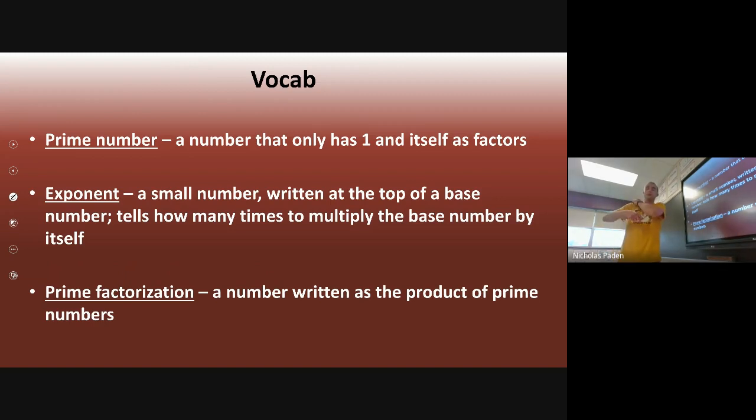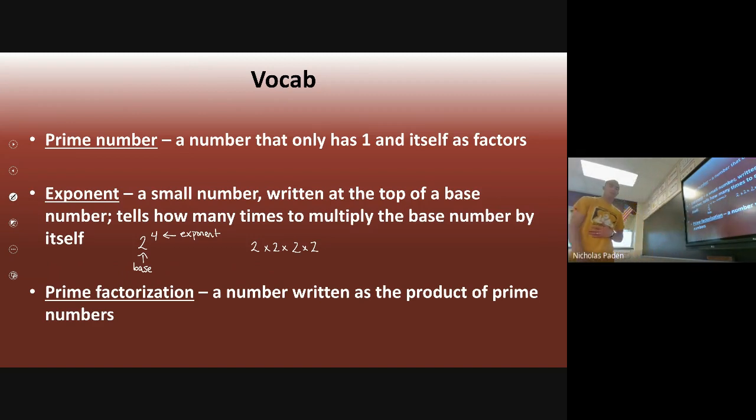An exponent is a small number written at the top of a base number. So if we had something like 2 to the 4th, 2 is the base number, and 4 is the exponent. And remember, this exponent tells us how many times to multiply that number. 2 to the 4th would be 2 four times, and you multiply them all together: 2 times 2 times 2 times 2. So that's an exponent. We're going to be using those.